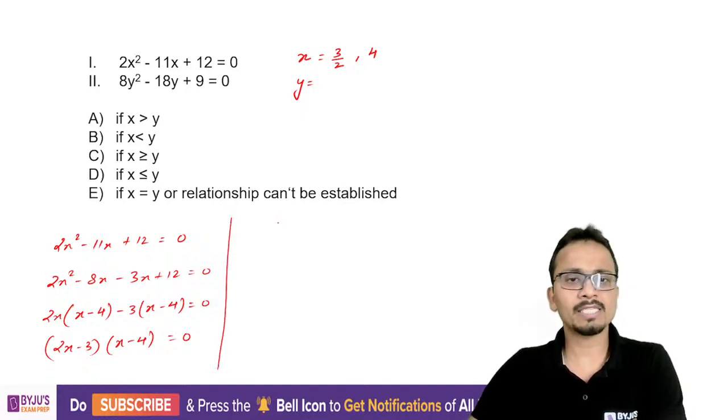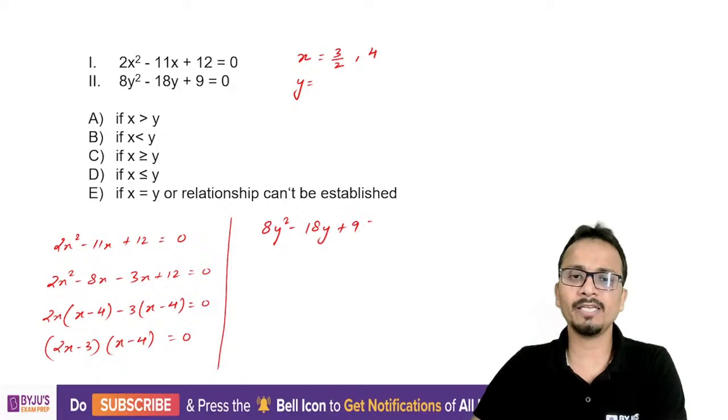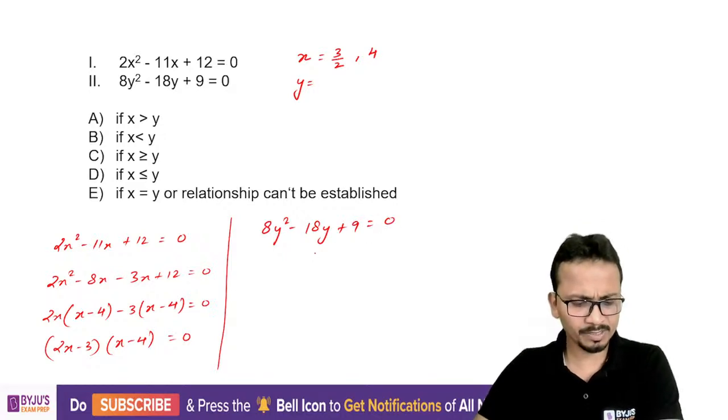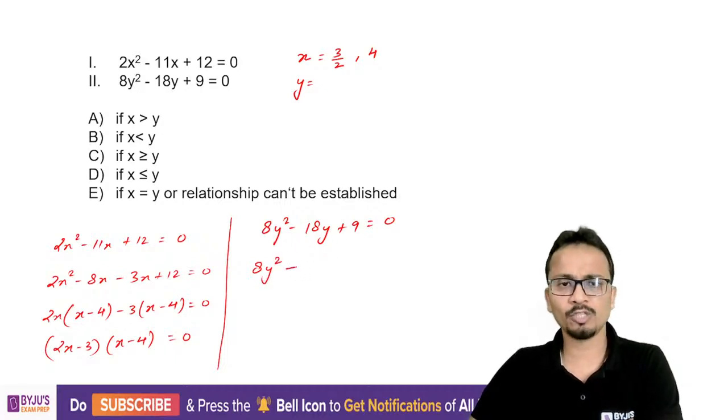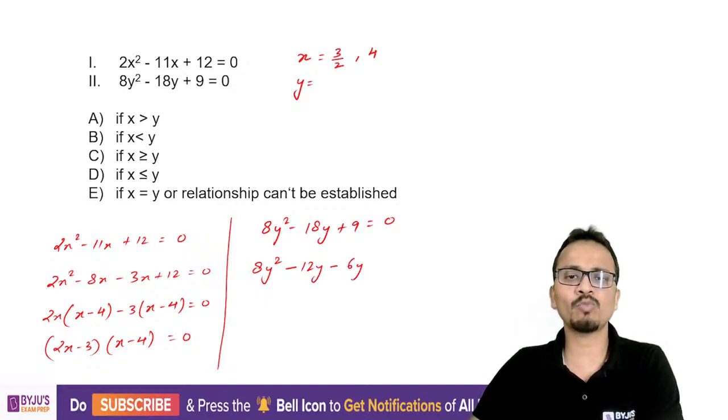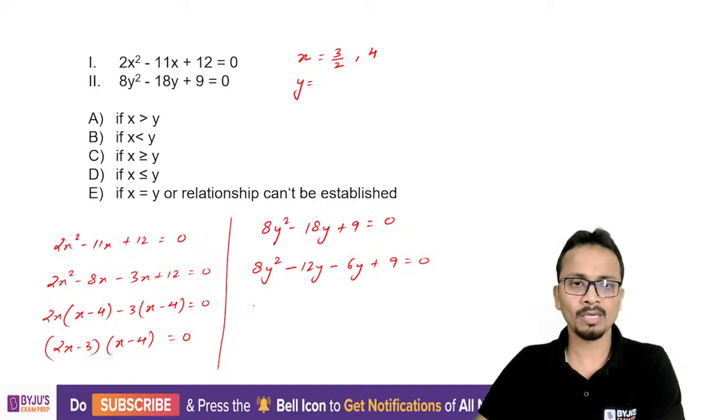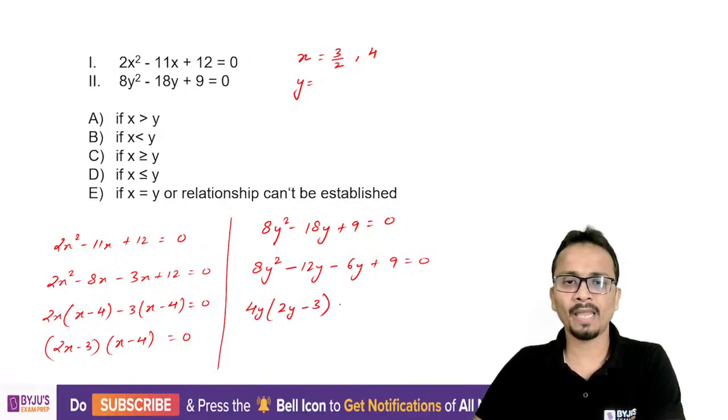Now for y, let's start. 8y square minus 18y plus 9 equal to 0. I'm solving it step by step so that you will not have any kind of confusion. Now let's factorize this. So 8y square, so 72, 36, 12. So minus 12y minus 6y plus 9 equal to 0. So from here I'll take 4y common. So it will give me 2y minus 3. Again from here I'll take minus 3 common. So it will give me 2y minus 3 equal to 0.